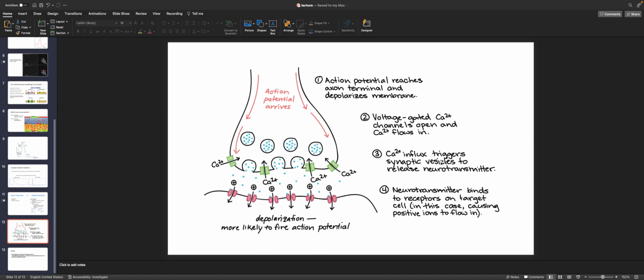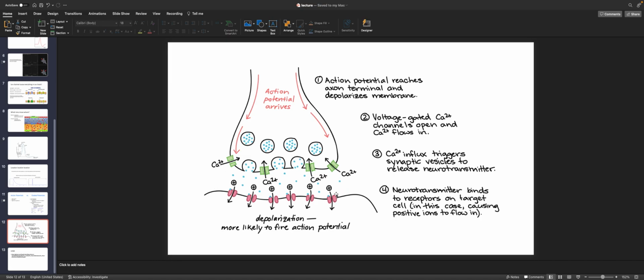A vesicle is just a sac in a neuron, and they are holding something. Here they're holding some neurotransmitters, something like dopamine, serotonin, glutamate. I think there are something like 100 neurotransmitters, but normally it's just one type. It takes the neurotransmitter and tells it to go to the very end of the axon terminal and then spit out the neurotransmitters.